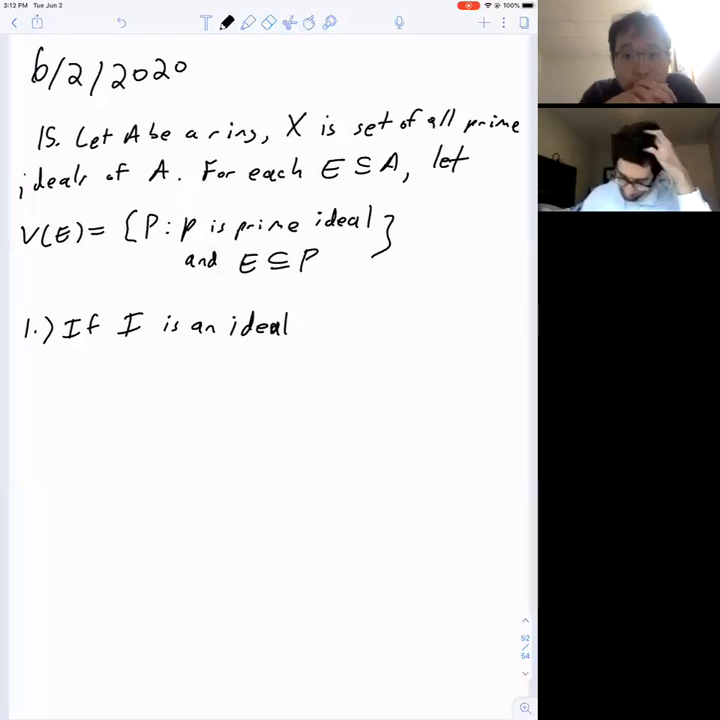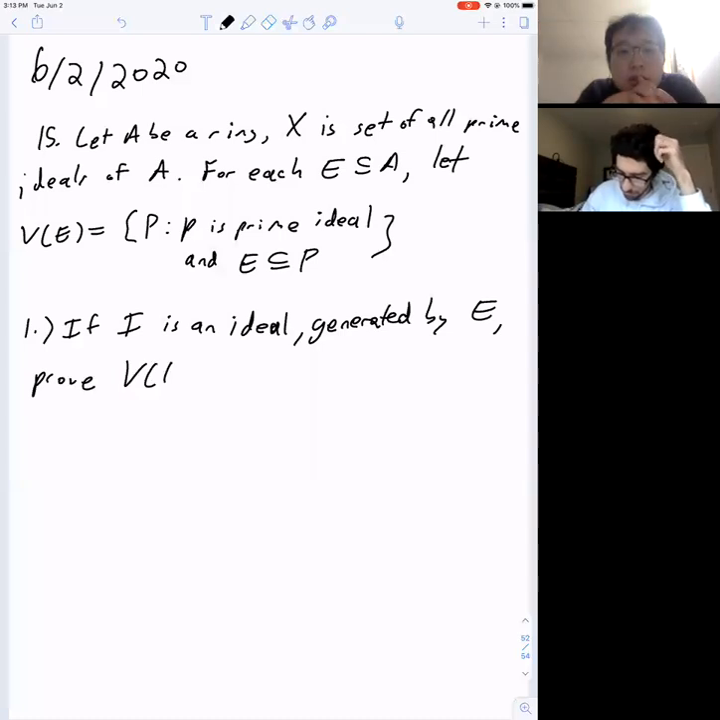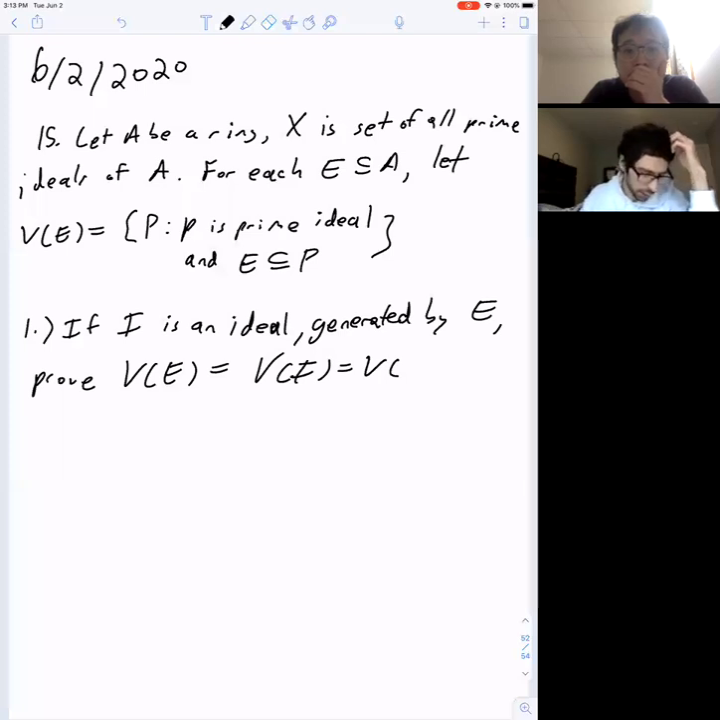Yeah, I will. So if I is an ideal, let's say generated by the set E, we have to prove that V(E) is the same as V(I), which is the same as V of the radical of I. So how do we do this? Let's try to prove first V(E) is V(I).